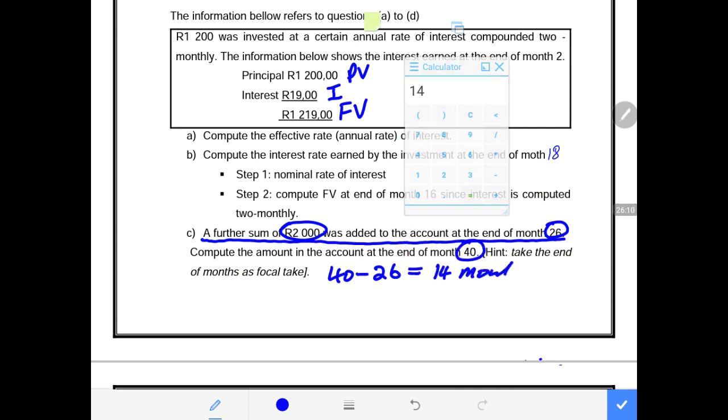So now that means the remainder of this amount, which is 2,000, will be invested for a period of 14 months. Remember, in that 14 months, the interest will be earned every 2 months. So if it is earned every 2 months, we need to divide by 2, meaning it will be compounded 7 times. So we need to take that into account.